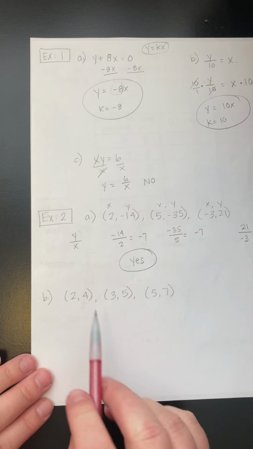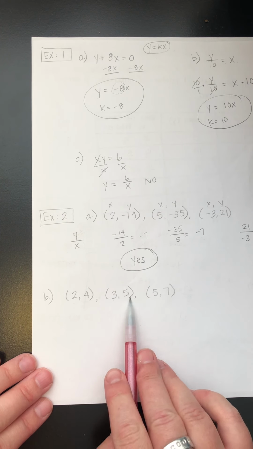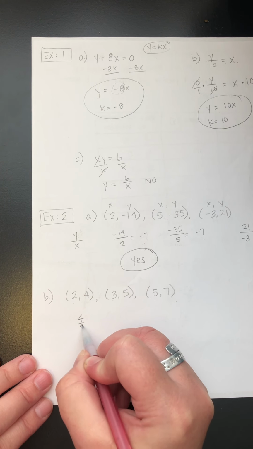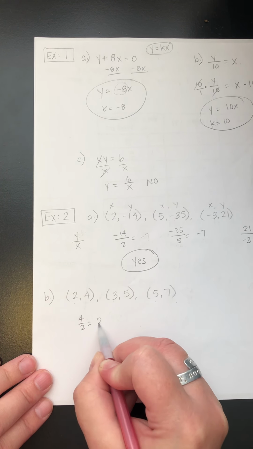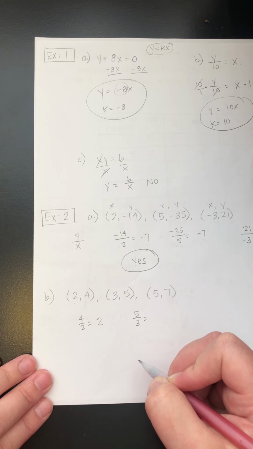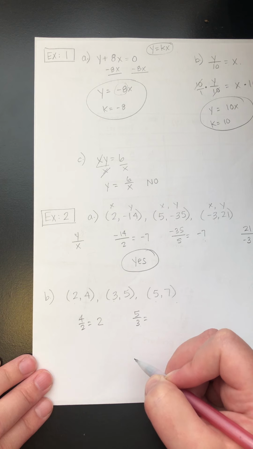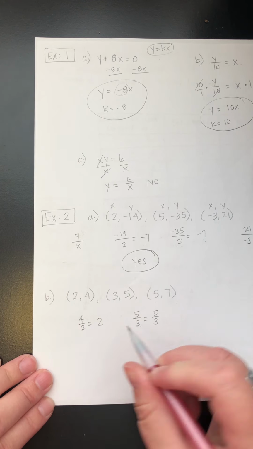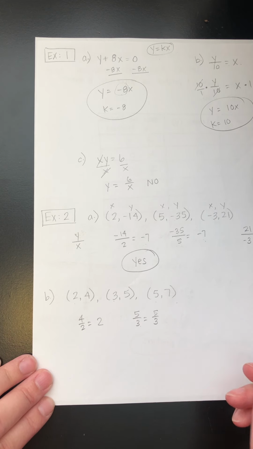Then the next one, we have 2, 4, 3, 5, 5, 7. y over x, 4 over 2, you get 2. 5 over 3, it doesn't reduce anymore. If you want to write it as an improper fraction, you can, but just leave it as 5 over 3. It's not the same as 2. It's going to be like 2 and 1/3.